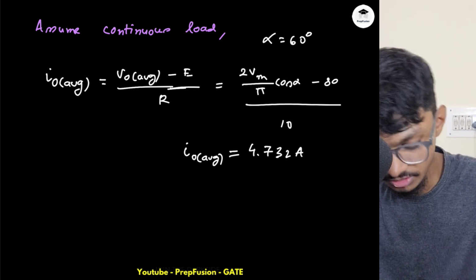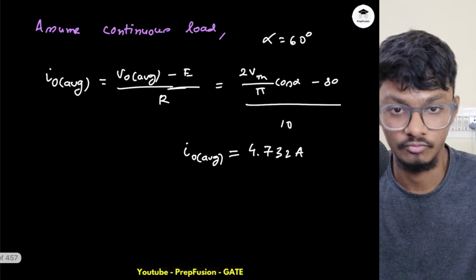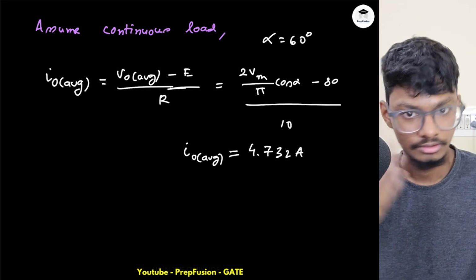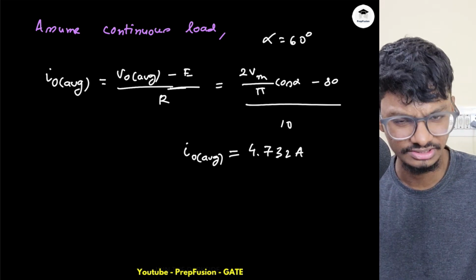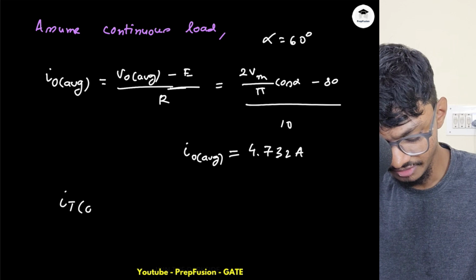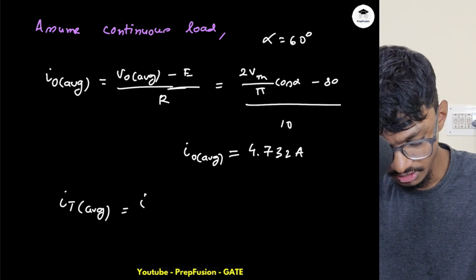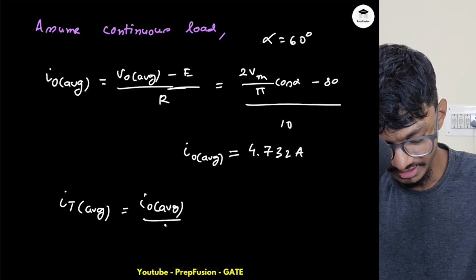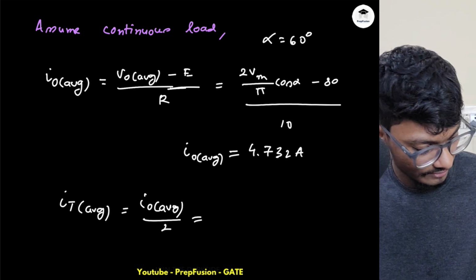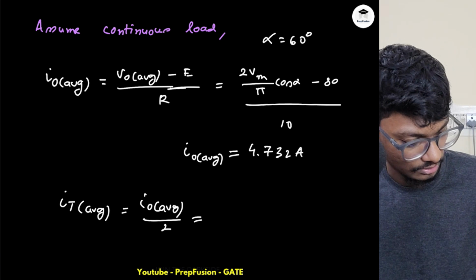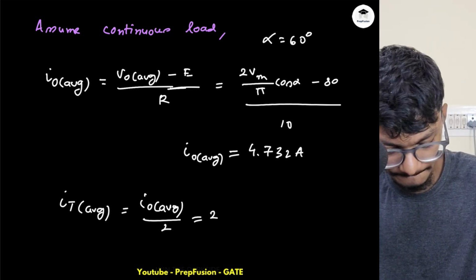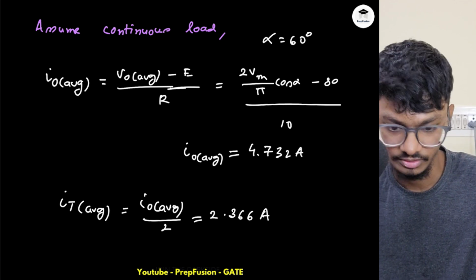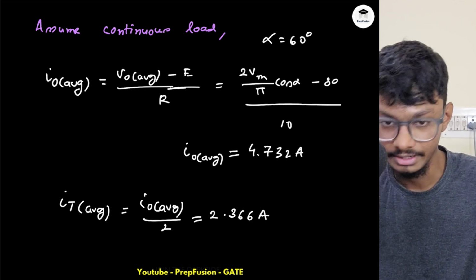What is my IT average? For what duration do my thyristors conduct? For half the duration, right? I've just proven this in the previous question. So IT average, if everything is continuous, will be simply IO average divided by 2, which is 2.366 amperes of current.